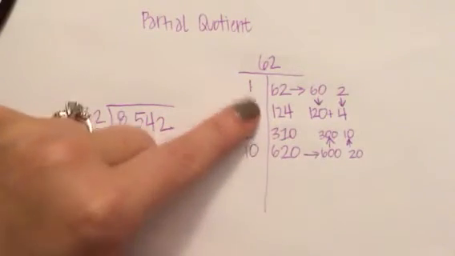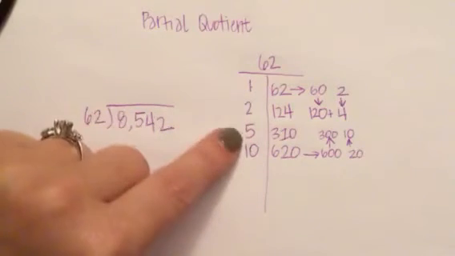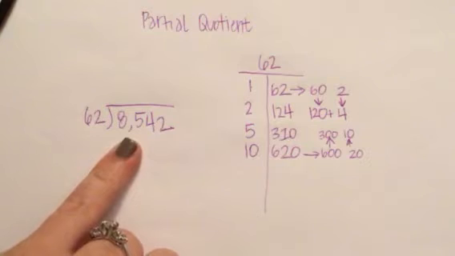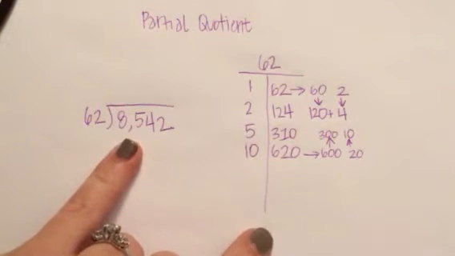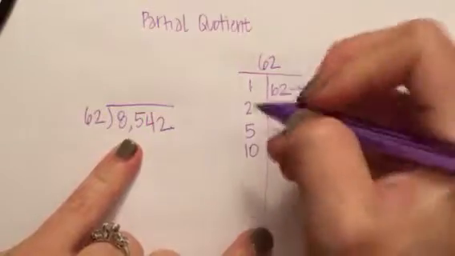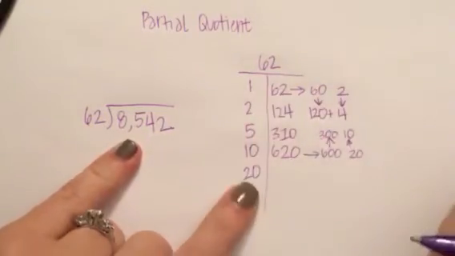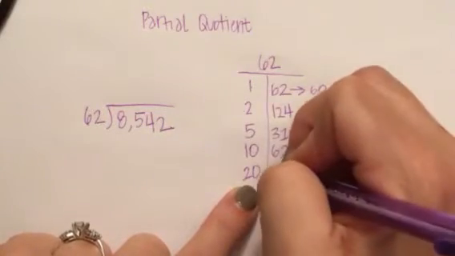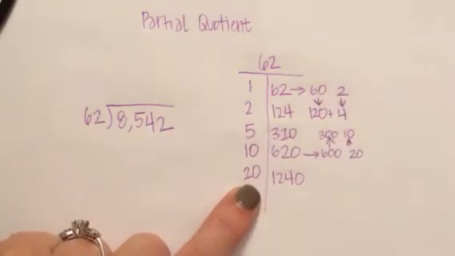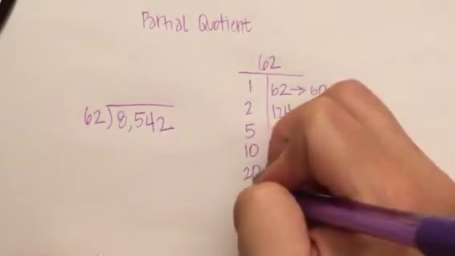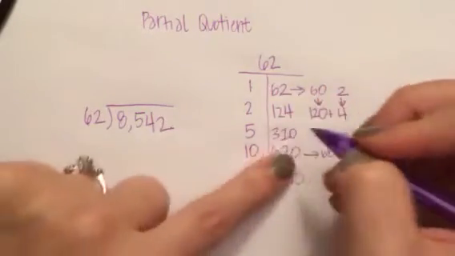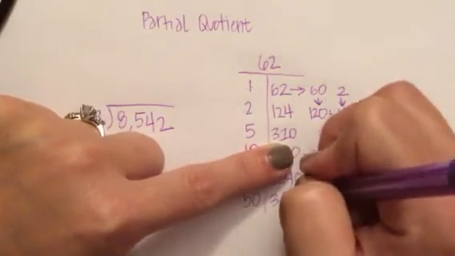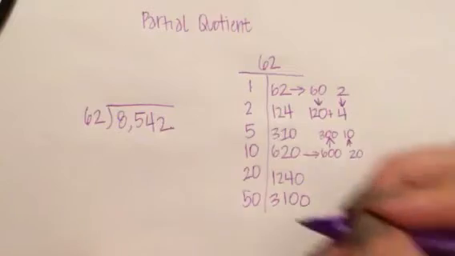Now, we're going to keep going with these same patterns of numbers until I get as close to 8,542 without going over it. 620, we're not close. So we're going to go ahead and go up to 20. That's just 2 times 62 with a 0. So 124 with a 0 on the end makes 1,240. Then we're going to go to 50. 50 would be 310 with another 0, 3,100.